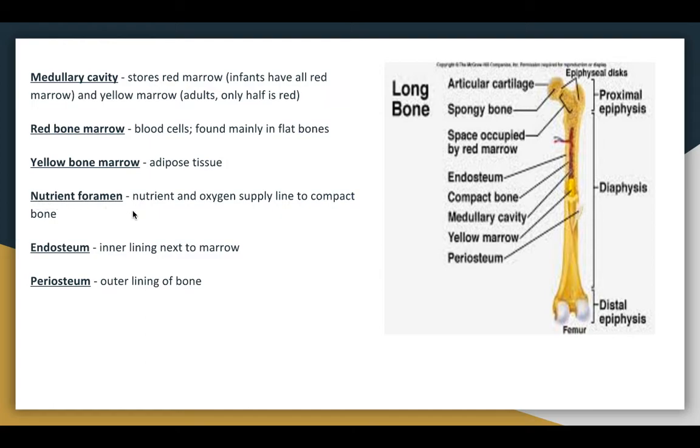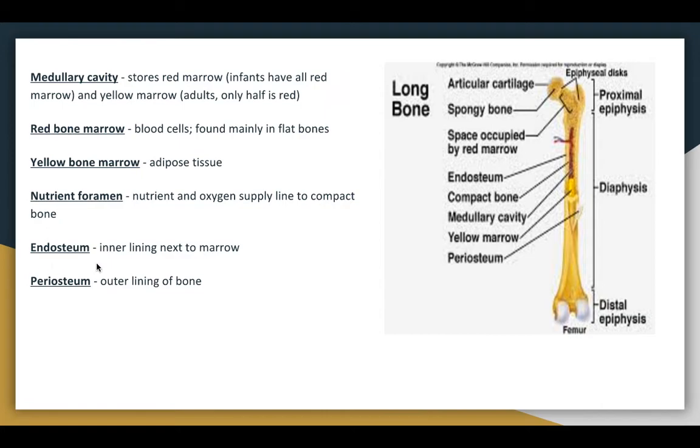The nutrient foramen. We don't see a picture of it here, but it's where a nutrient and oxygen supply line runs into compact bone. So this would be an example here. There's a foramen here where these blood vessels come in to the bone, and it's an opening for that.